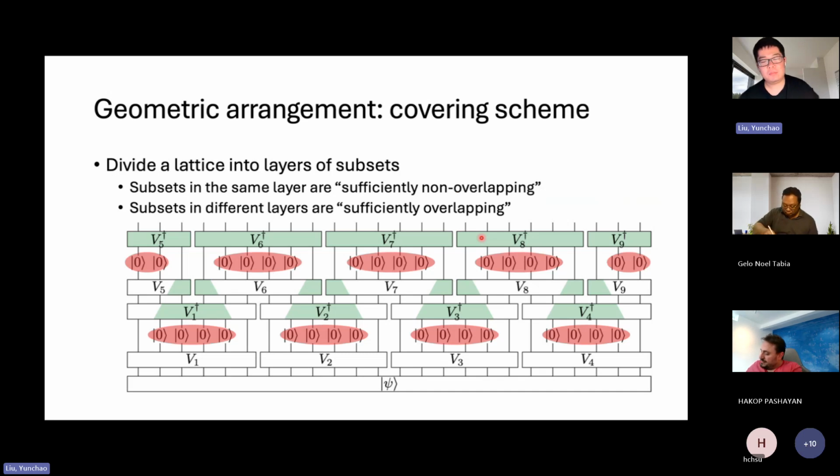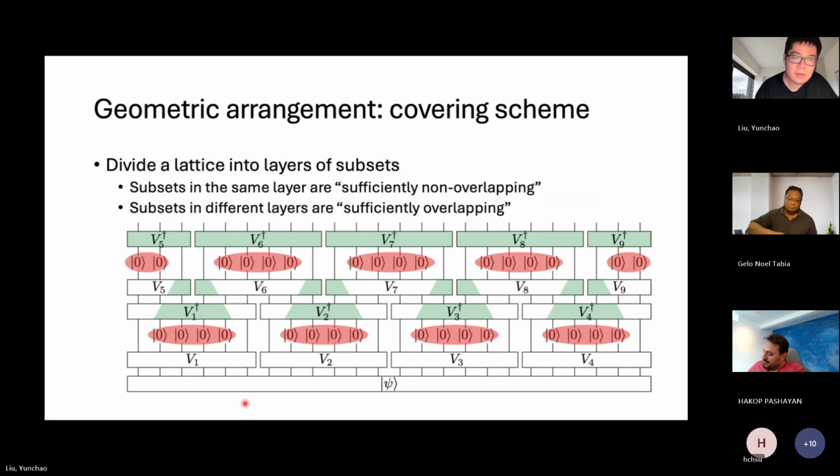This is very interesting because, in this picture, I have shown many different subsets, like the red circles. We can see that the different circles in the same layer are sufficiently non-overlapping, meaning they are far from each other. But different subsets, the first layer and the second layer, are sufficiently overlapping. This is the property that we require in order to make the reconstruction process work.